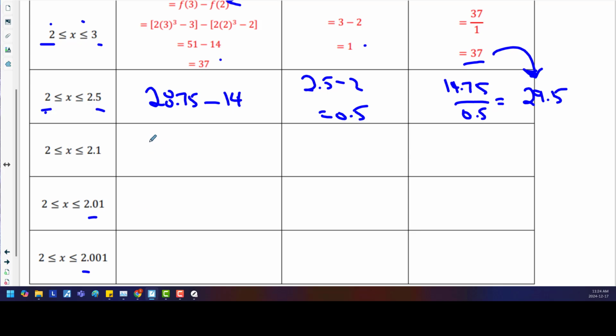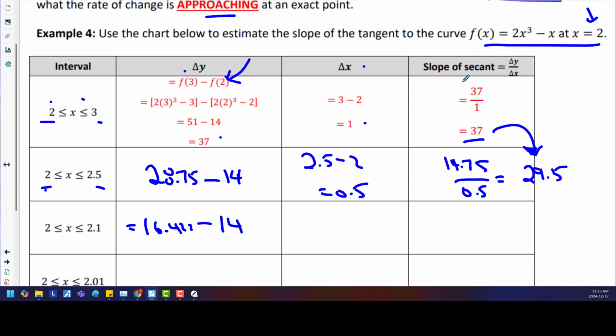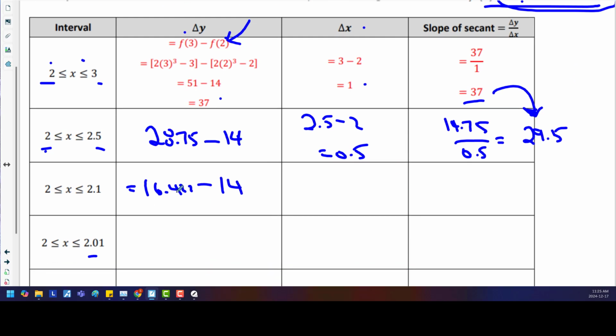So let's say 2 and 2.1. This is going to be, once again, minus 14. We already know what 2 is. Substitute 2.1, and you should get 16.422. Remember, I'm substituting 2.1 into this equation here. So 2.1 cubed times 2 minus 2.1. Once you do that, you should get this value. And here you're going to have 2.1 minus 2, which is 0.1.